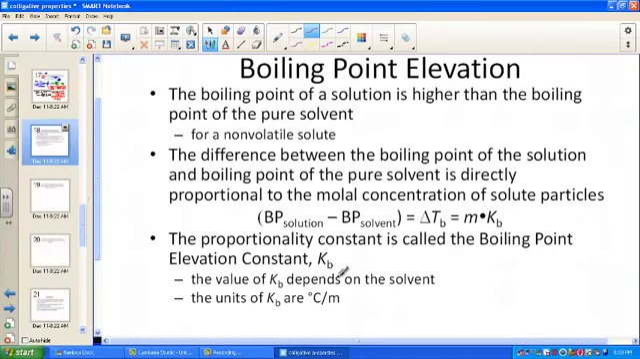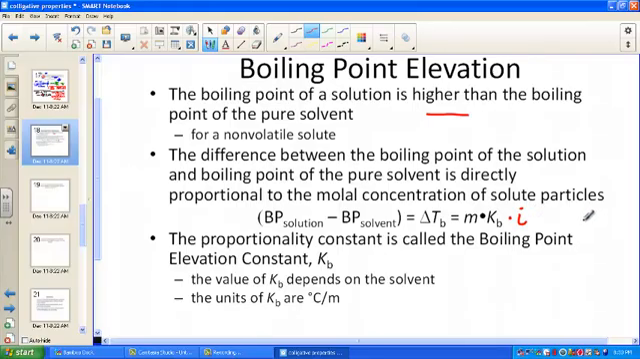Let's try some boiling point problems. The boiling point of a solution is higher than that of the pure solvent. Boiling points elevate. The difference between the boiling point of a solution and the boiling point of a pure solvent is directly proportional to the molality of your solution. The change in the boiling point is molality times the constant, the proportionality constant, times the Van't Hoff factor.